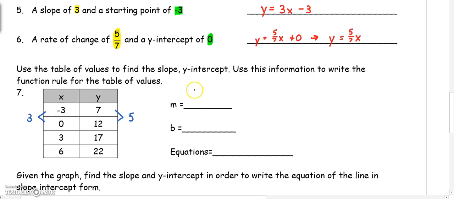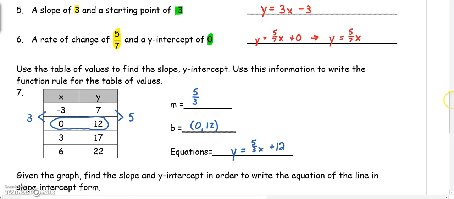So my slope is change in y over change in x, which would be 5/3. My y-intercept is when I have 0 for x and then a number for y. So my starting point or y-intercept is 0, 12. So if I want to write my equation of the line, then my equation is y equals my slope 5/3 x plus my y-intercept, because my y-intercept was positive in this case.